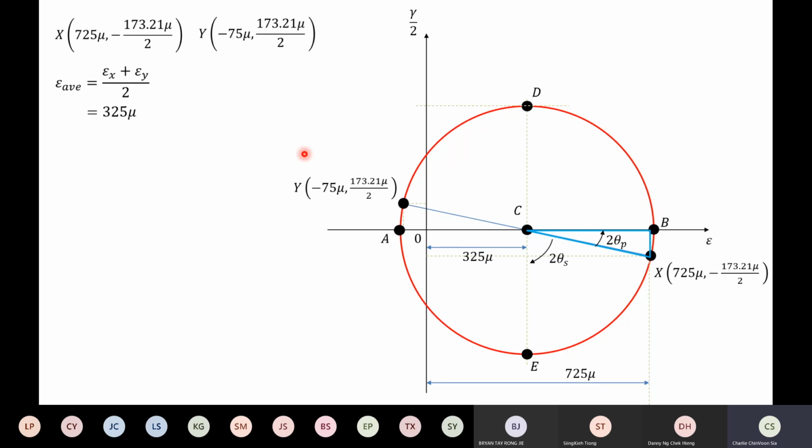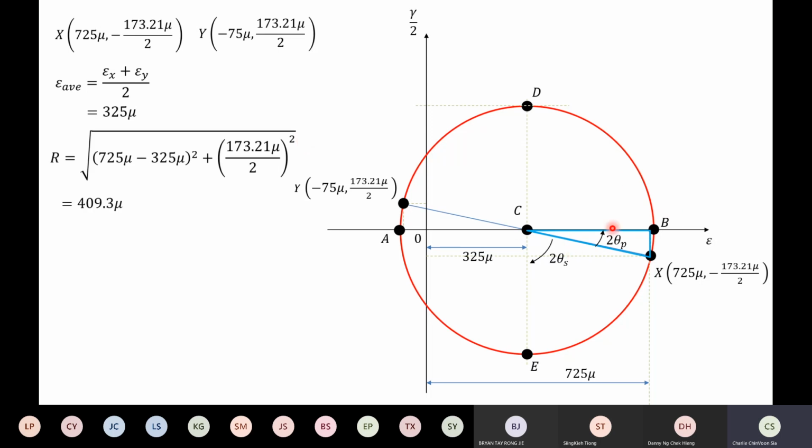So how to calculate? Use this triangle to calculate this length, from here to CX. CX will be the radius. Based on this triangle, we are able to calculate the radius, same as for the stress.